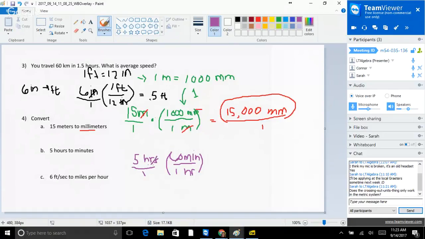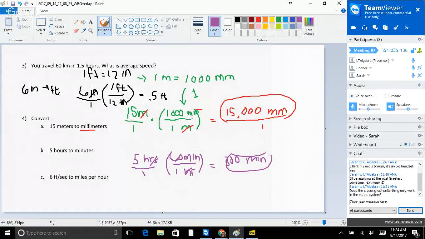So then hours crosses out hours, and we're left over with minutes. And 5 times 60 across the top is 300 minutes. Again, maybe something you could have done in your head, but it just kind of drives that point home so that when you're in physics class and you have to convert something, you'll be able to do it easily.